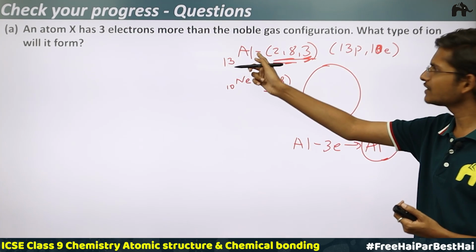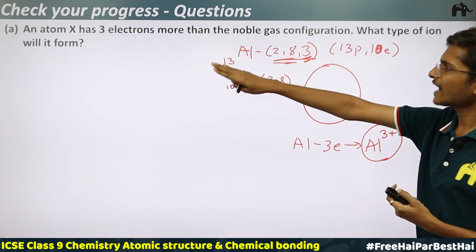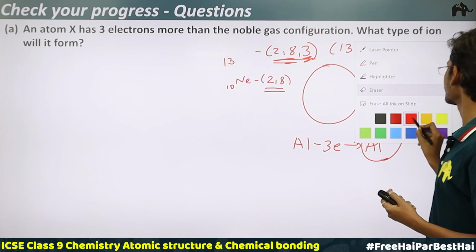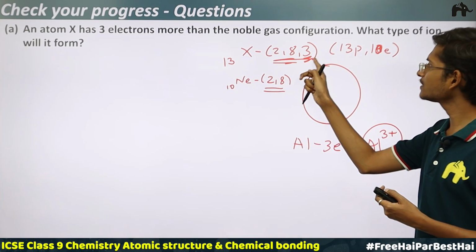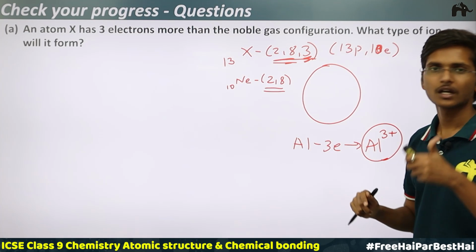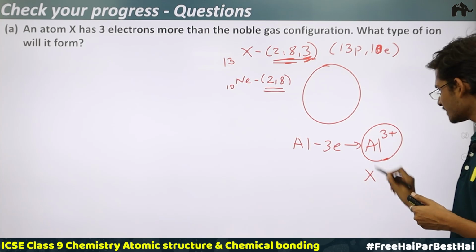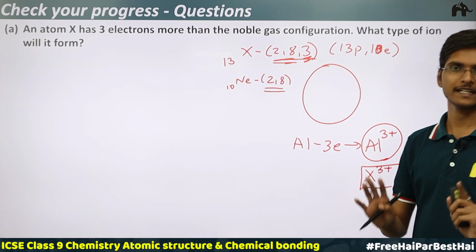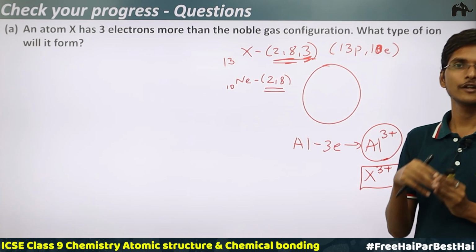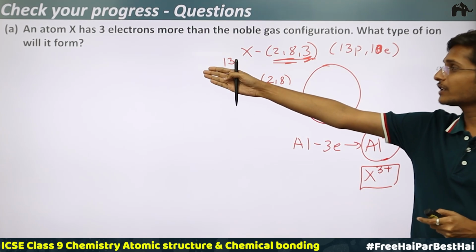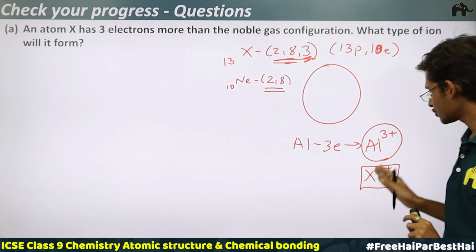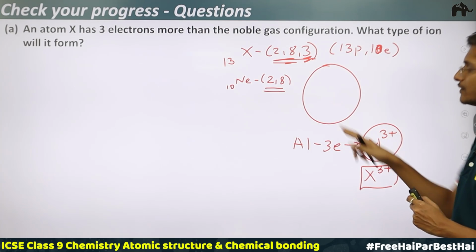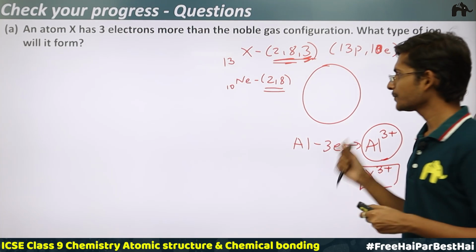In this example I have taken aluminium, but they are just asking about atom X having 3 electrons more. So in place of aluminium, if I write atom X here, it will satisfy because it also has 3 electrons more than the noble gas configuration. So instead of Al3+ in the answer, I would simply write X3+, substituting aluminium with X. For understanding I took aluminium, but what they want in the answer is in terms of X. So the ion of X would be X3+. Atom X has 3 electrons more than noble gas configuration, what type of ion will it form? X3+ ion. Clear?